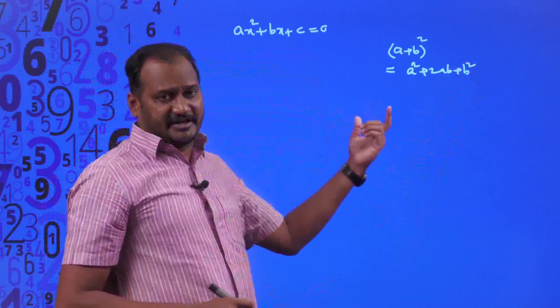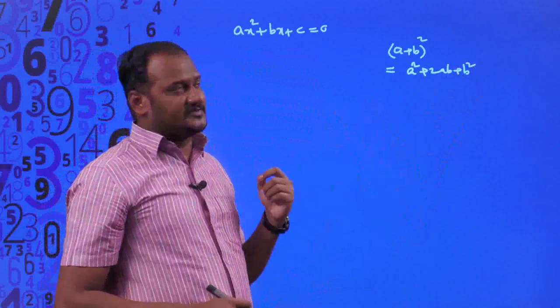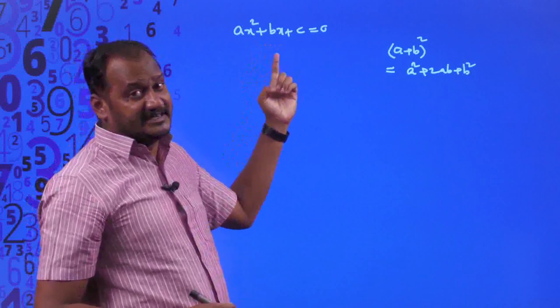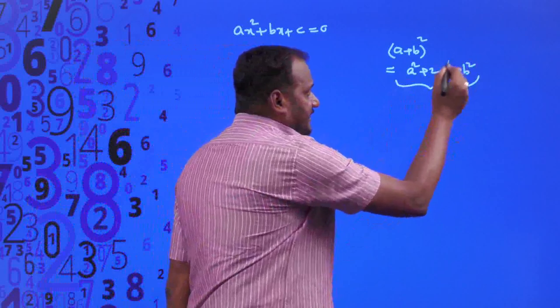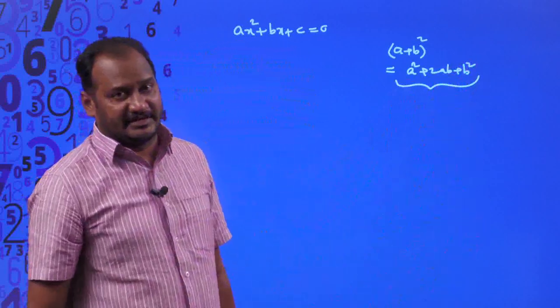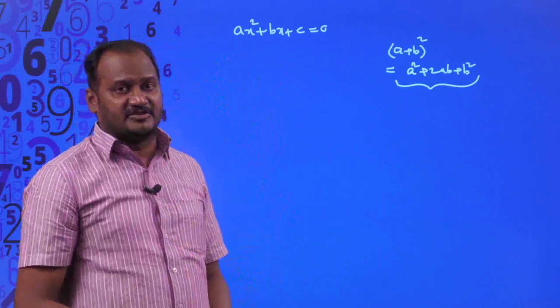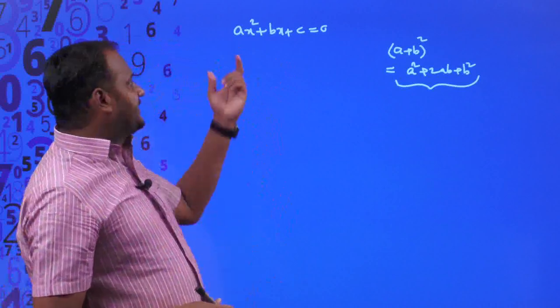Like you have the formula for (a minus b) whole square, that is a square minus 2ab plus b square. But in our formula, we have a positive sign for the middle term. That is why we will try to understand a square plus 2ab plus b square in order to convert this ax square plus bx plus c equal to 0 as a square number. So, how is that possible? Let us figure it out.